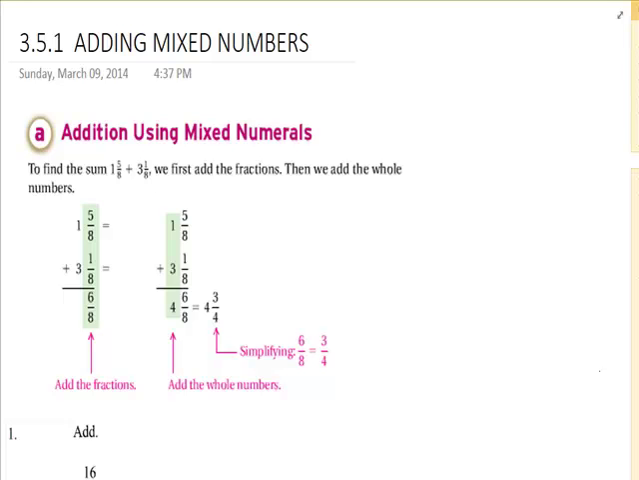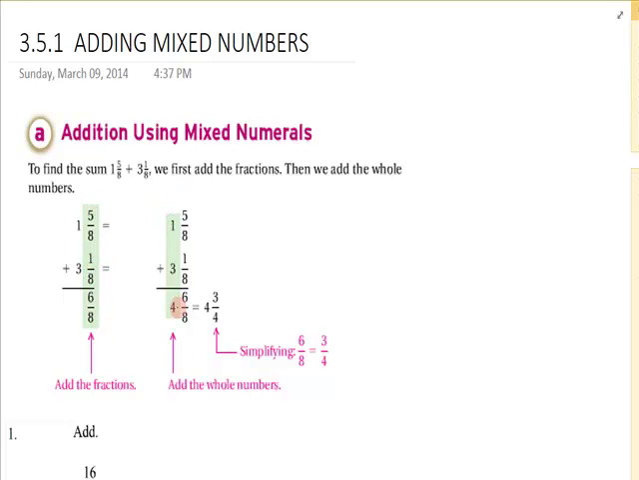In this lesson, we're going to continue working with fractions, but we're going to be adding mixed numbers. All right? So, for instance, this is an example out of your book. If someone asks you to find the sum of 1 5/8 and 3 1/8, we line them up, and first we add the fractions. Luckily, we were given fractions that have the same denominator, so we just had to add the numerators.